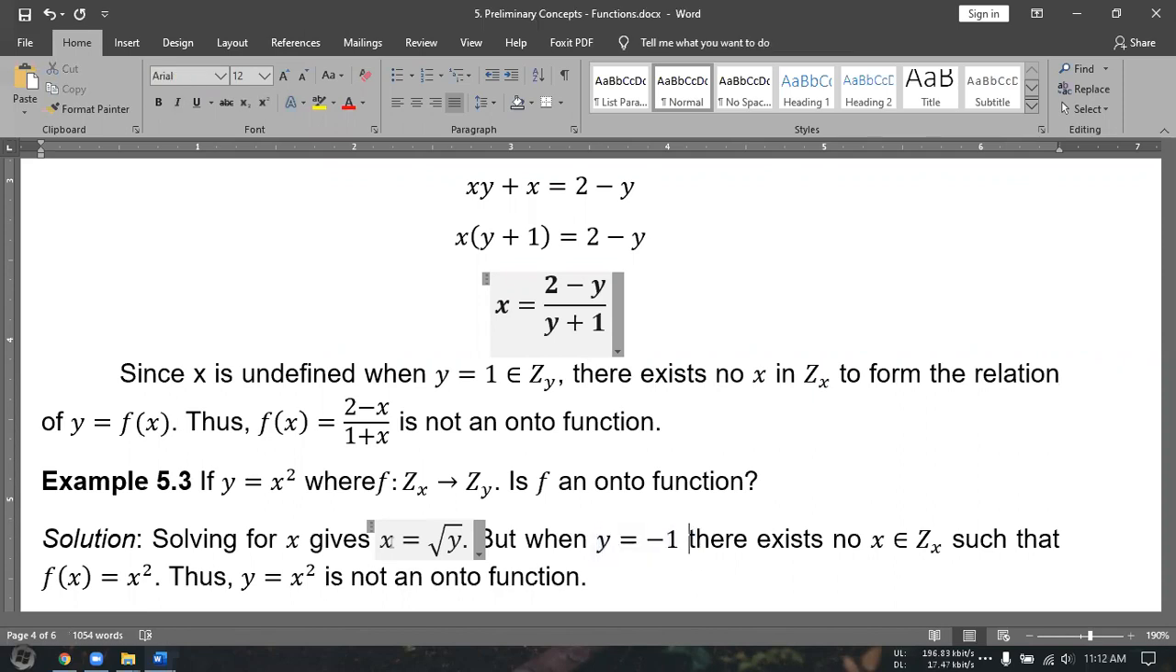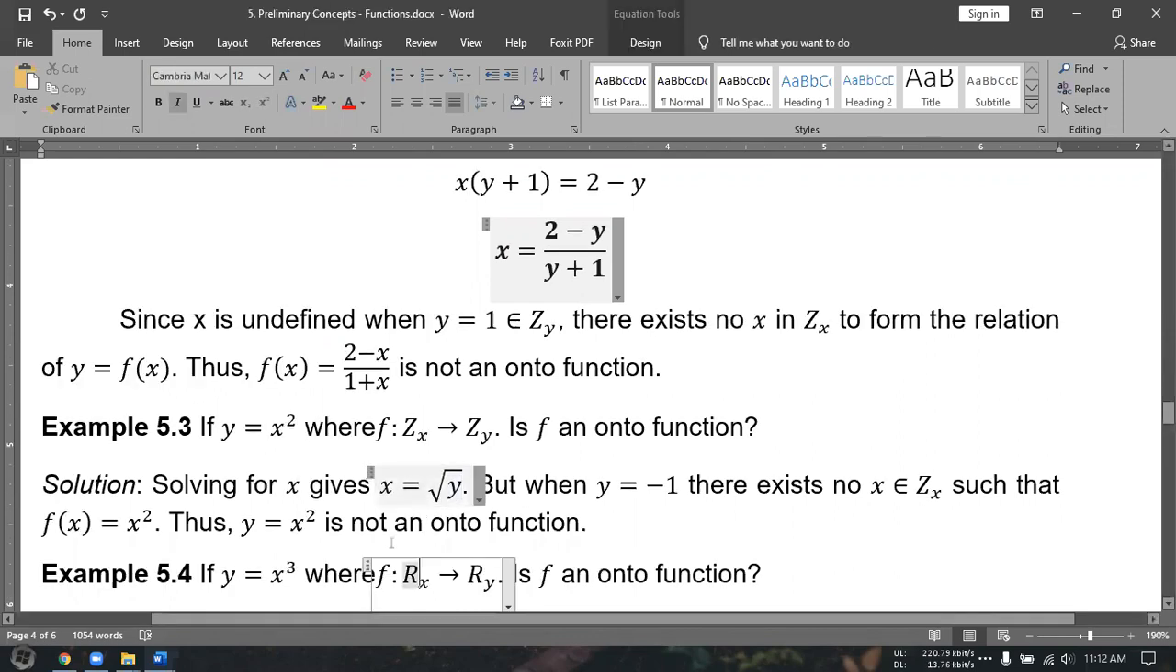In this case, if y is negative 1, there's no x. If y is negative 2, there's no x. Or if y is less than 0, there were no corresponding x values. Therefore, y is equal to x squared is not an onto function.